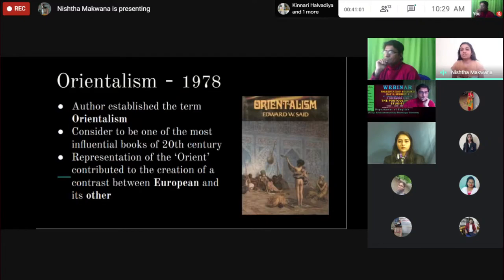He wrote Orientalism in 1978, and he established the term Orientalism in this book. This book is considered to be one of the most influential books of the 20th century. And this is a representation of the Orient, which contributed to the creation of a contrast between Europe and its other.